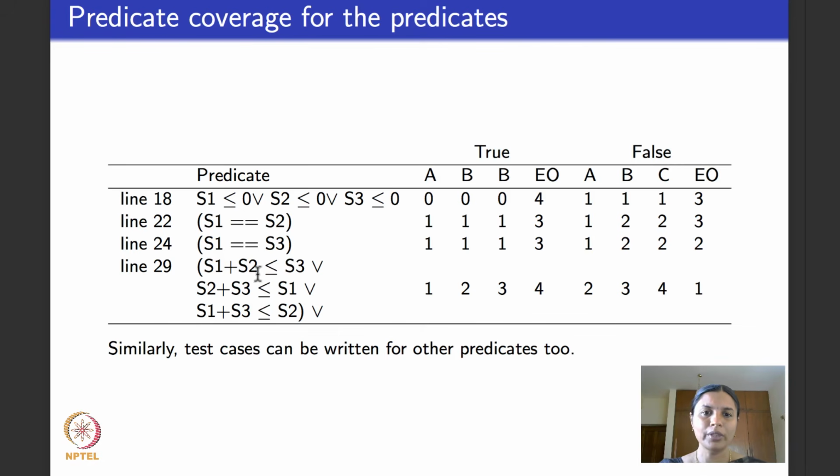Similarly for here, the predicate is true, and again the predicate is false, because side 1 is different from side 3. Now in line 29 we had this predicate: S1 plus S2 is less than or equal to S3, or S2 plus S3 is less than or equal to S1, or S1 plus S3 is less than or equal to S2. These are the test case values that will test for the predicate being true. This is the expected output, and for the predicate being false, these are the test case values and this is the expected output. So for some of the predicates in my triangle program, I have written test cases for achieving predicate coverage for both true and false.